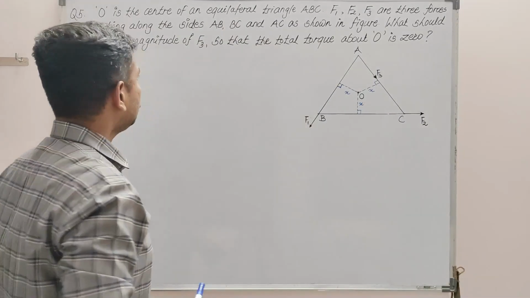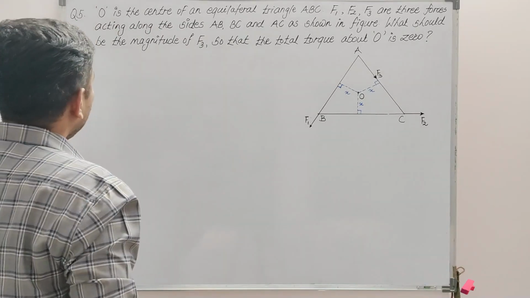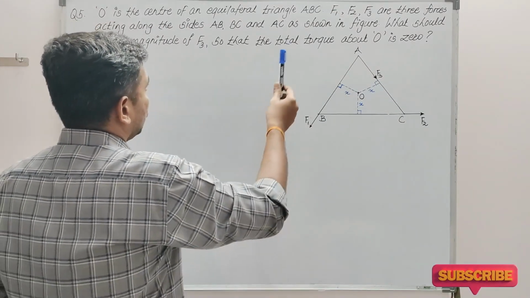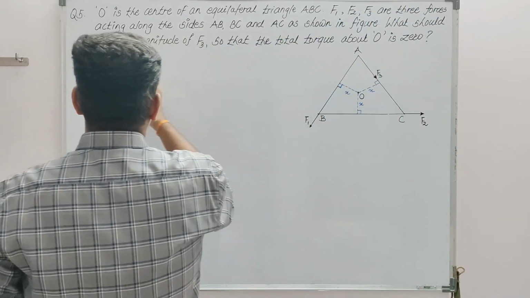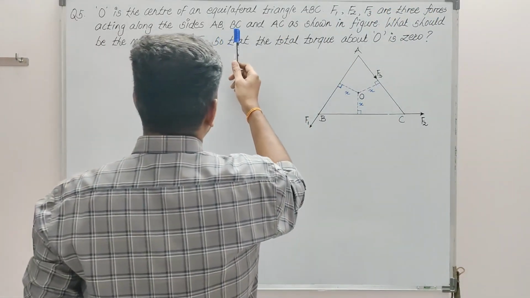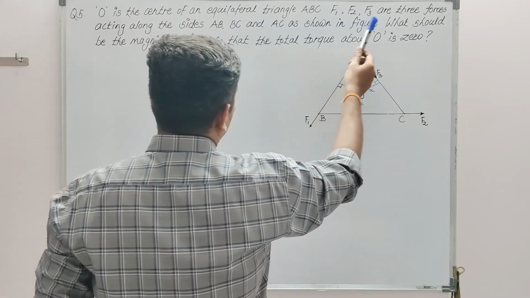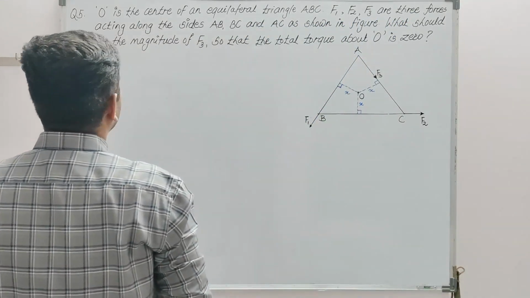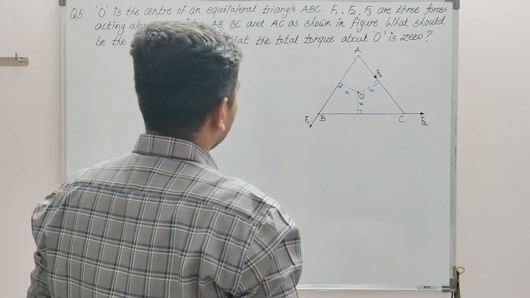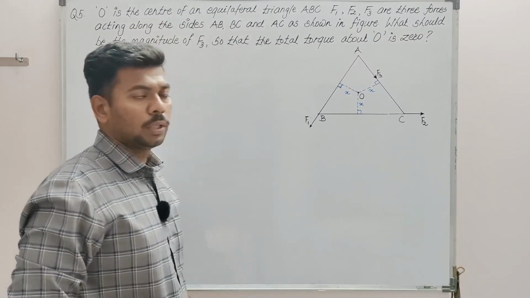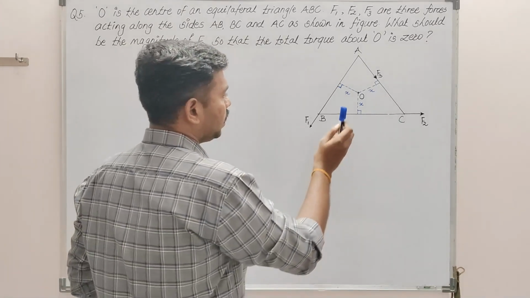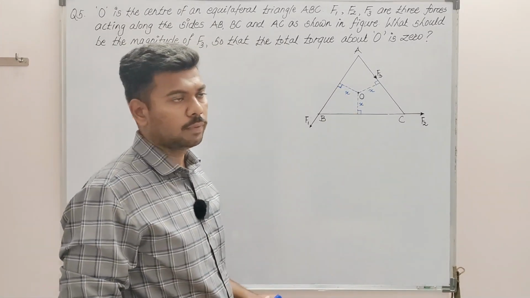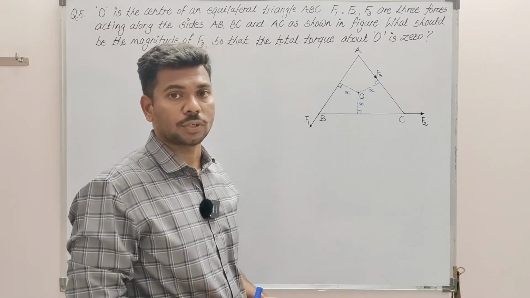Next question. Question 5. O is the center of an equilateral triangle ABC. F1, F2, F3 are three forces acting along the sides AB, BC and AC as shown in the figure. What should be the magnitude of F3 so that the total torque about O is 0? Now in this problem they have given the diagram, but these blue color lines are not given. We have to plot them as a construction.